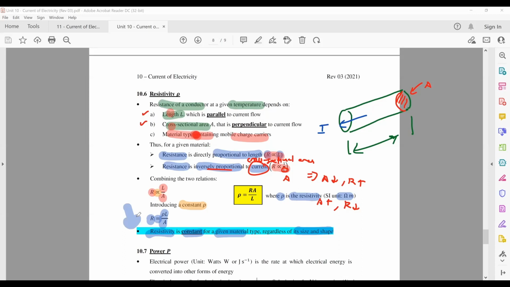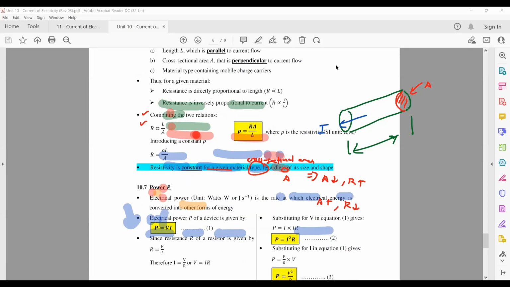Resistivity gives you a measure of the resistance, and it just depends on your material. It doesn't depend on the size and shape. So this is resistivity.